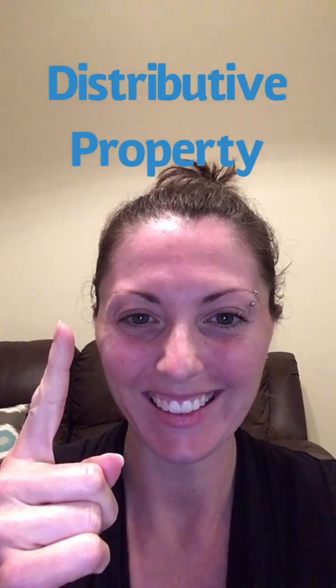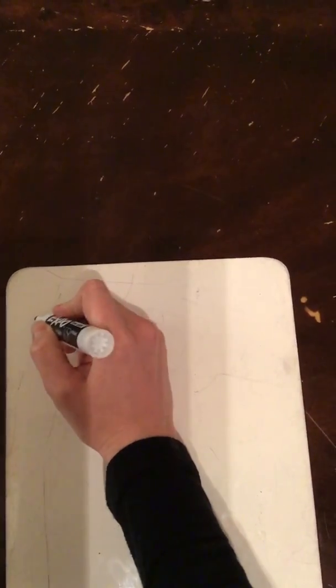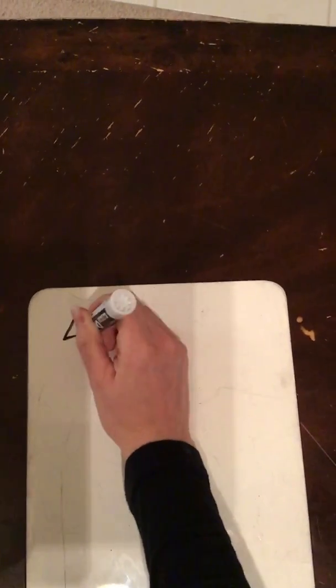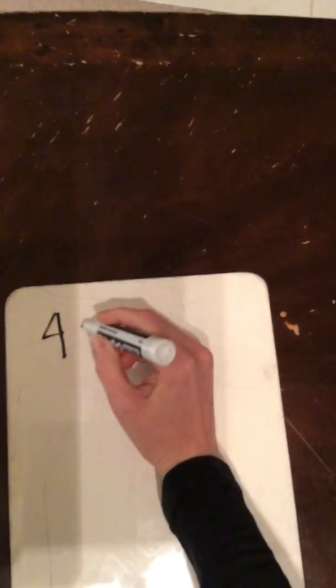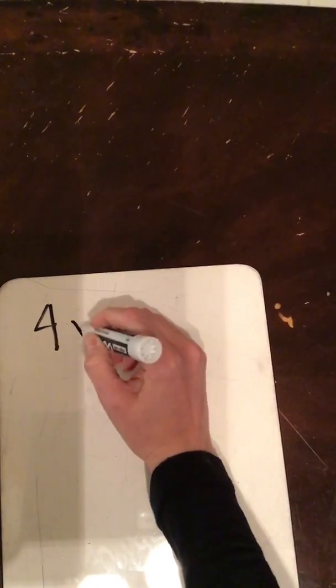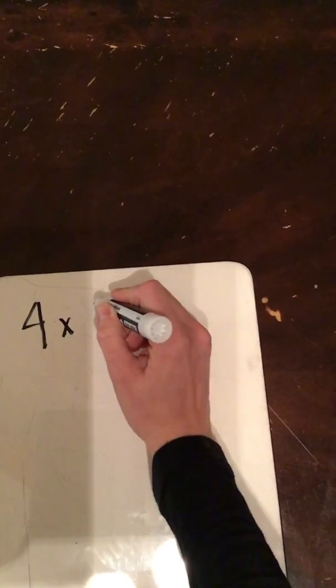I want to talk to you about the distributive property. All right, let's pick up where we left off last week. When doing the distributive property, you know that you have to make one number into two smaller numbers. You need to break it apart.